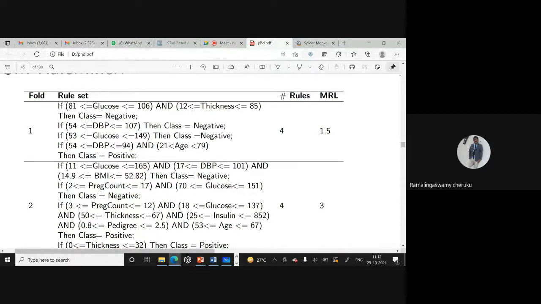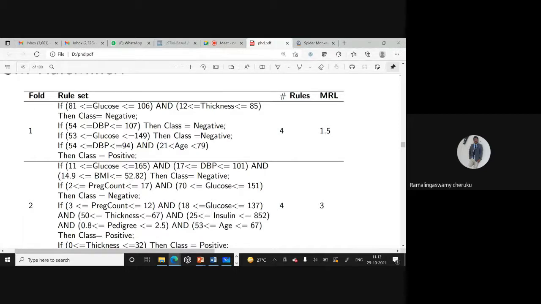Now this is the knowledge, so the rules represent the knowledge you extracted from the data. But I want to bring more interpretability to the rules, like the glucose is high, thickness is high, the blood pressure is high or low or medium. That kind of wording I want embedded into my rules. Then you have to use some kind of fuzzy logic, and you can generate the fuzzy rules.